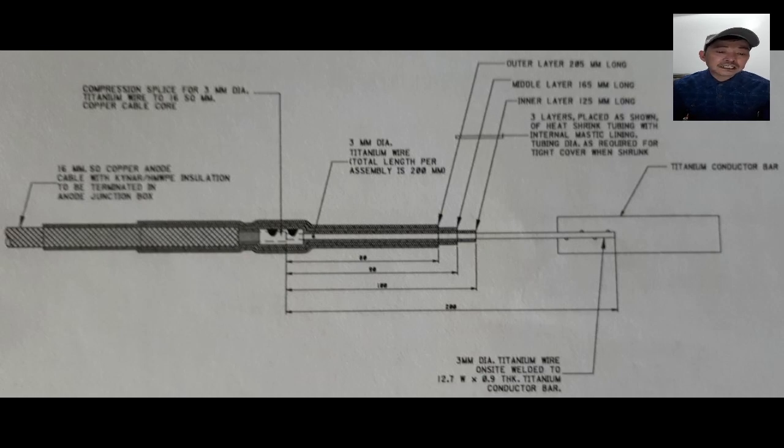Splicing of 16 mm squared anode cable to titanium wire for connection to titanium bar shall be done properly as per approved drawings, and materials shall be of approved compression type. So we have some details of the splicing.